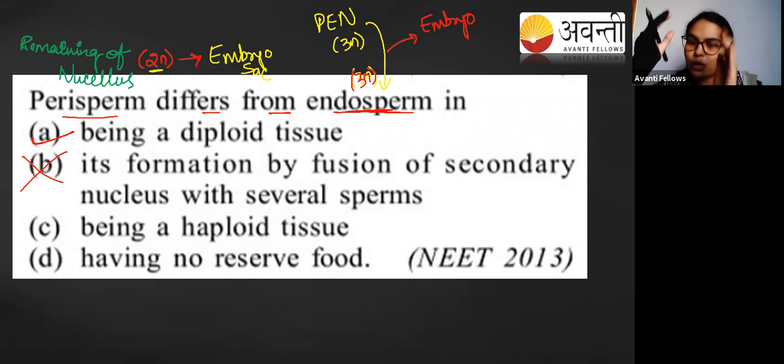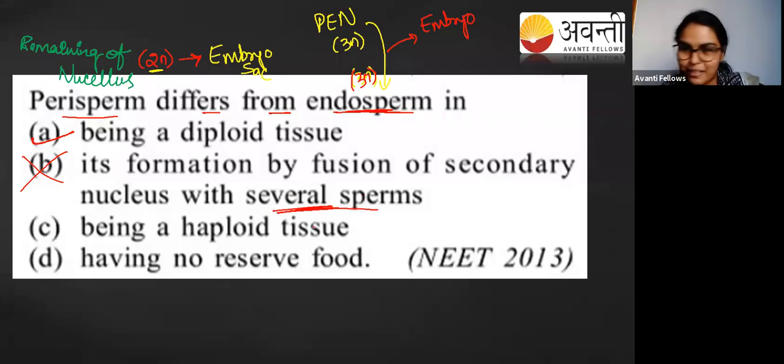So I hope you remember the structure of ovule, right? There will be integuments, then there will be nucellus, then there will be embryo sac, and within the embryo sac, our female gamete will be there. So here no fusion, nothing will happen, and especially with several sperms, impossible. Then being a haploid tissue, no, as I told you, perisperm is diploid. So this is also wrong.